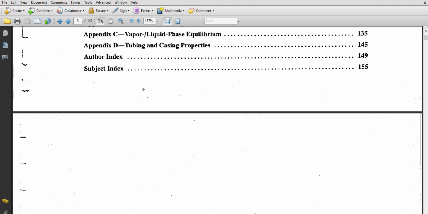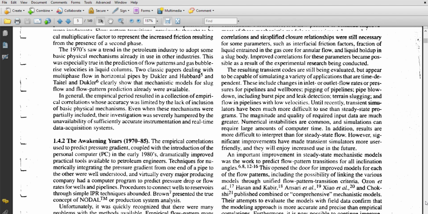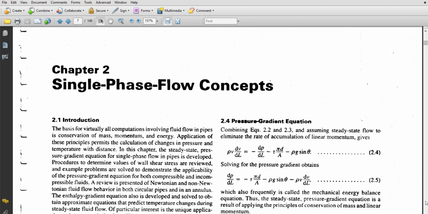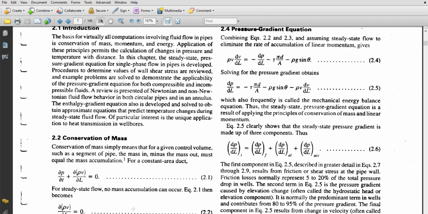So remember that in this class we already have the derivation of dP/dL, where the total dP/dL is friction, elevation and accumulation. In the case of continuous flow, we end up with the acceleration becoming 0. So we only have friction and elevation, which is gravitational.